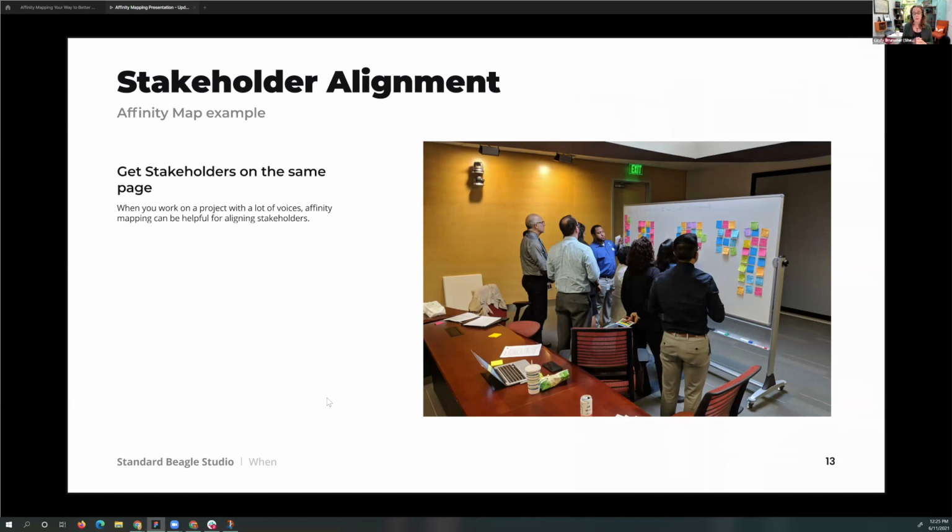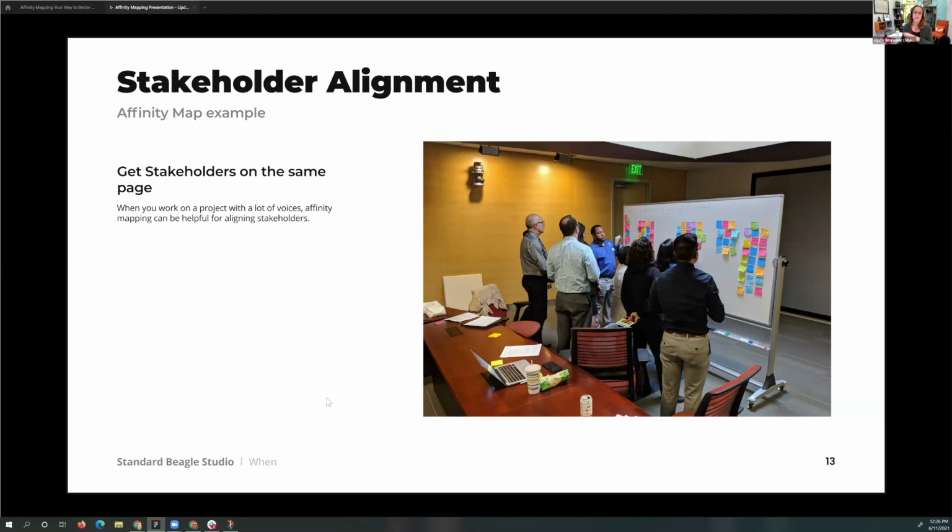This is a photo from something that I did a few years ago, where there was a nebulous kind of redesign project that we were going to be working on as an outside vendor to a public agency. And that group can be very opinionated, and it was critical to get their buy-in for what the vision of the redesign was going to be.